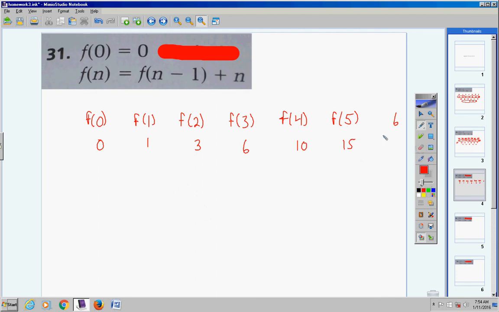Alright, now we're going to substitute 6 into the function. 6 minus 1 is 5, so I have f of 5. F of 5 is 15, plus the number I'm substituting in, 6. So I'm going to get 21. Now, remember what to do. We're going to check the first differences and the second differences and see if we get the same non-zero number all the way across.